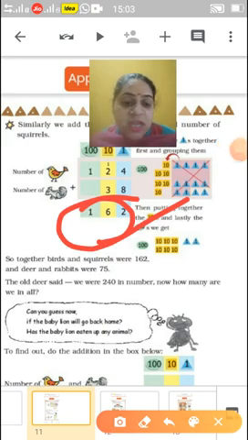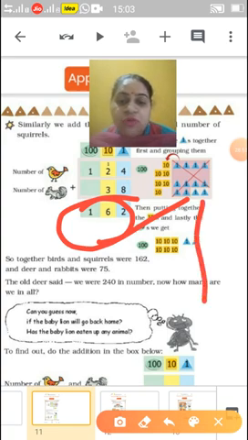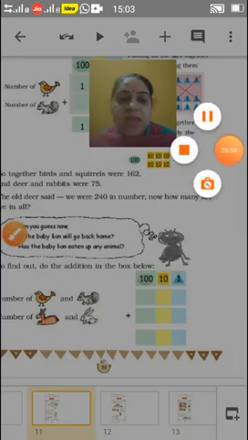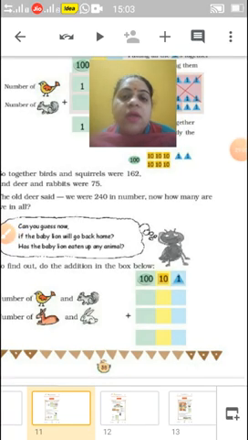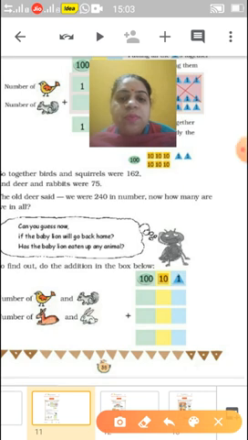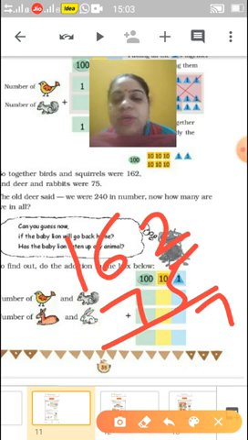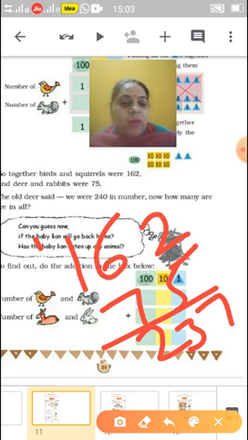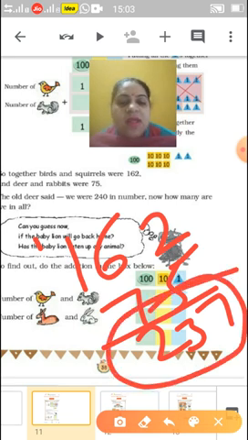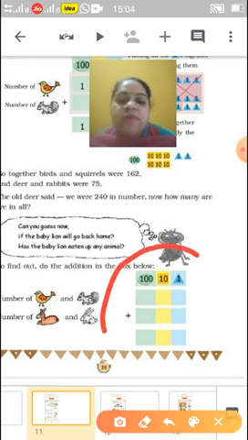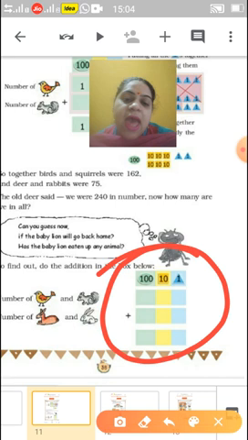So children, if we find the total number of this, what are we getting here? 162 plus 75. So what is your answer coming? That is 237. Okay. So how many did the baby lion eat? Yes, he has eaten 3 of them. How many? 3 of them. Okay children, according to that you will fill this and then you will add this. Understood?